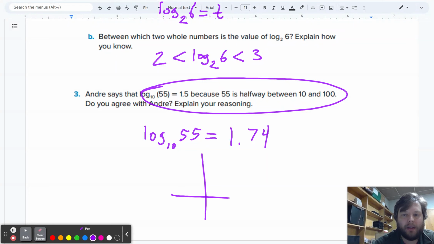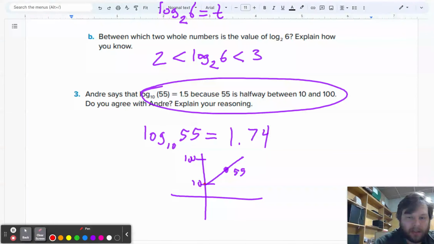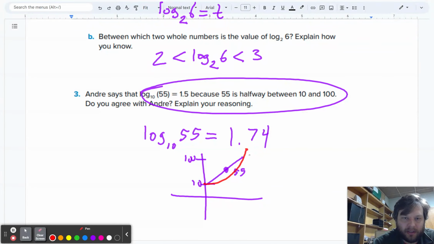If you think about going between 10 and 100 on a straight line, Andre's thinking, okay, there's 55. But if we're going between 10 and 100 exponentially, you'll notice that it actually curves and works at a different rate. So it's not going to be 1.5. It's going to take a little bit longer to get there. The 1.5 is a linear estimate, whereas exponentially it's going to get there a little bit later.